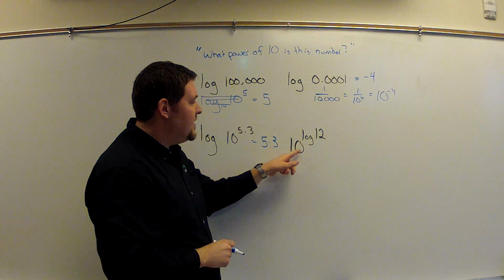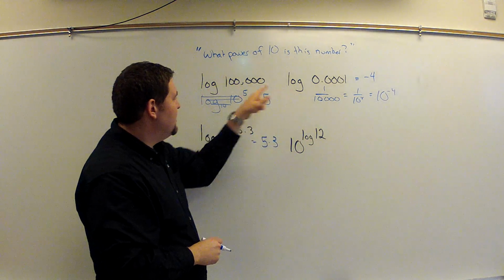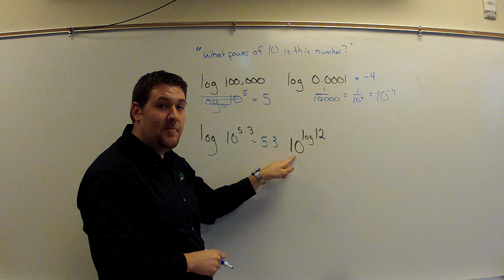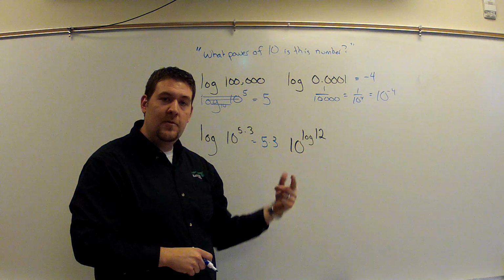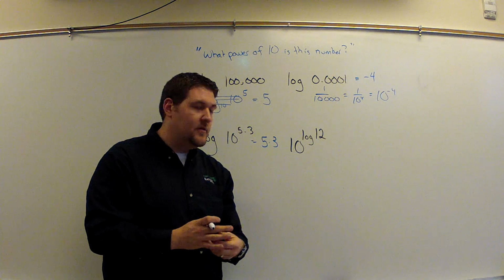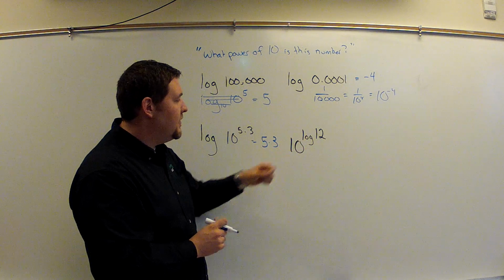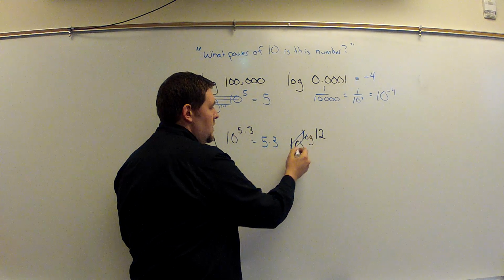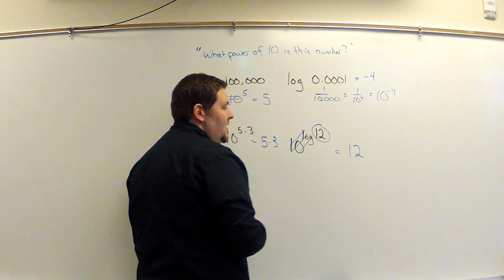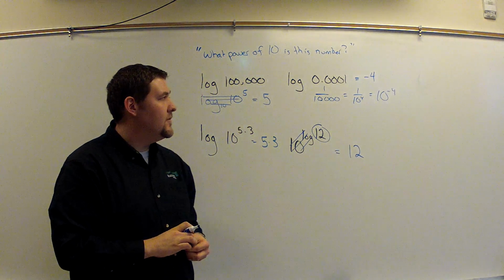And on this one, 10 to the log 12, the order is different. These were all asking logarithmic questions. This one is 10 raised to the power of a logarithm. But if you remember, inverse functions work to cancel each other out, right? So these are still inverses to each other. They're going to cancel and leave just what's left over, the input. The input of 12 becomes the output of 12. So the answer to that one is 12.